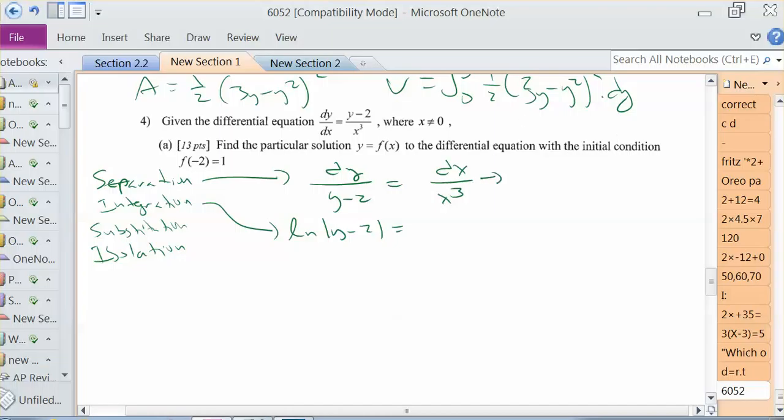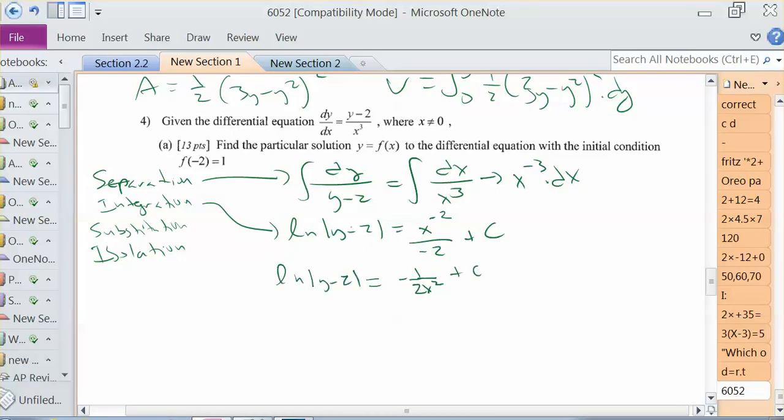Isn't that just the same thing as x to the negative 3 times dx? Right? So when I'm integrating this, I forgot the integral symbol, so my apologies. You want to add 1 to the exponent and divide by the new exponent, and of course plus c. So that cost you guys some points, so you had to be careful there. And then let's clean up a little bit. That's going to be now negative 1 over 2x squared, plus c, natural log y minus 2.